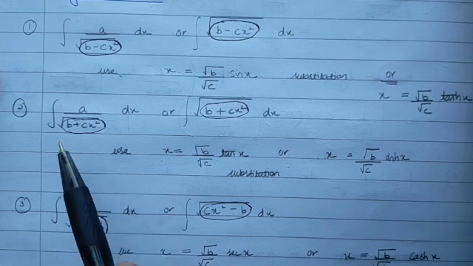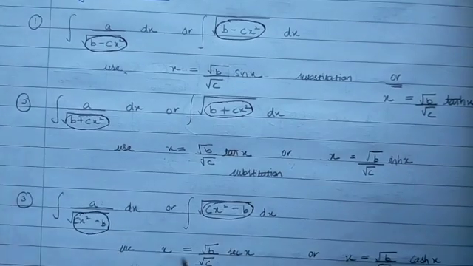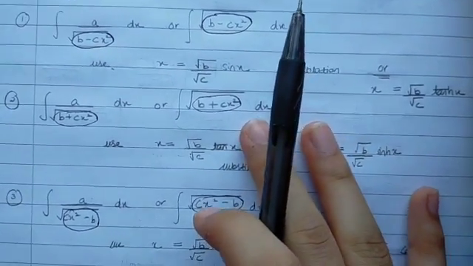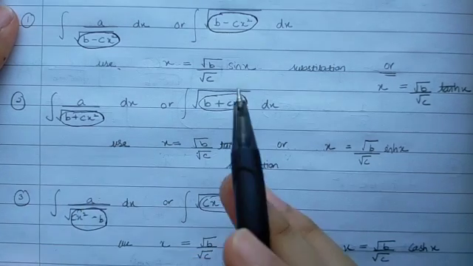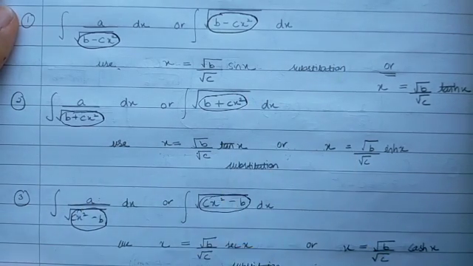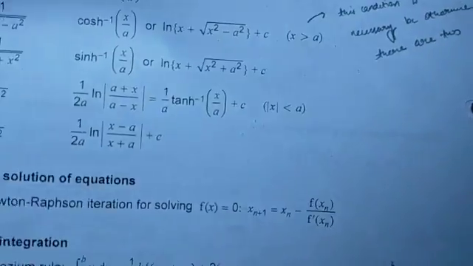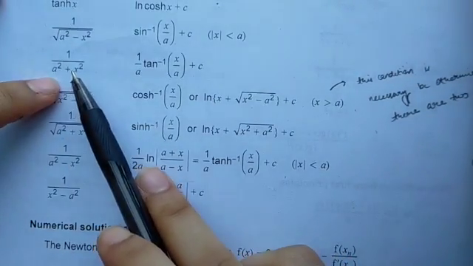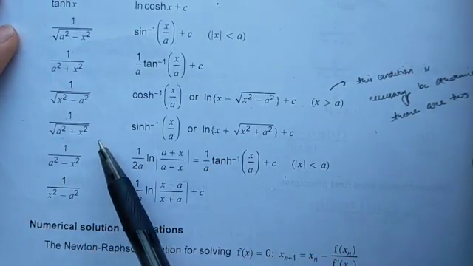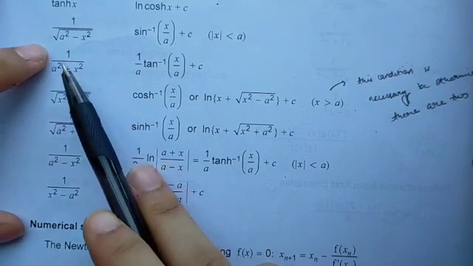All you do is look at the form of the surds and then you choose appropriately. So for instance, if you have b plus cx squared and it's a show that question, then you would use this substitution. But if it's not a show that question, and it's just a small part in your lengthy calculation, then you can directly look at your data booklet and choose appropriately whether it be this or this, and so on.